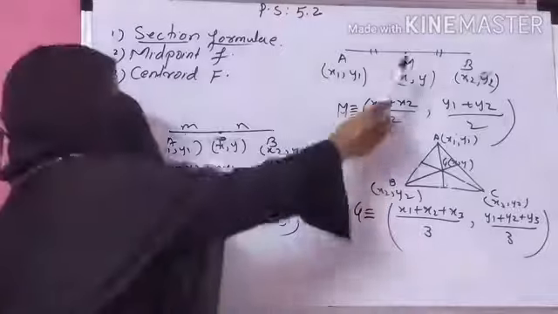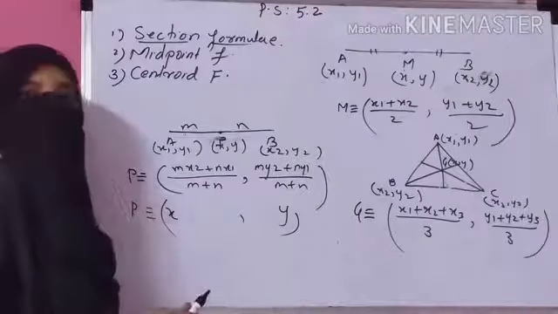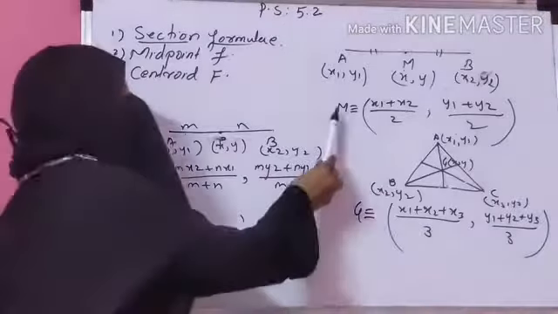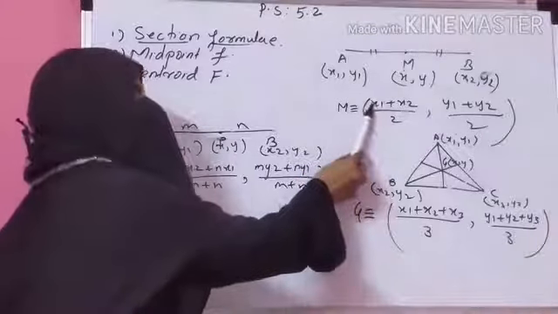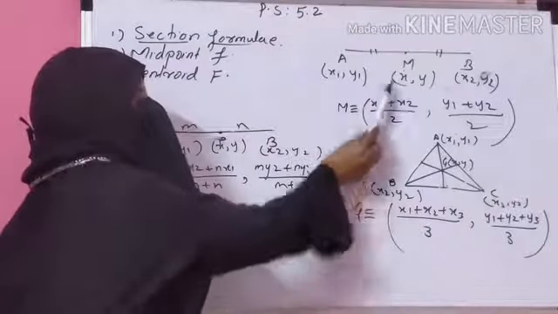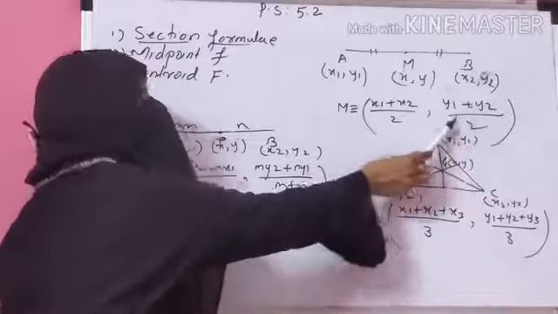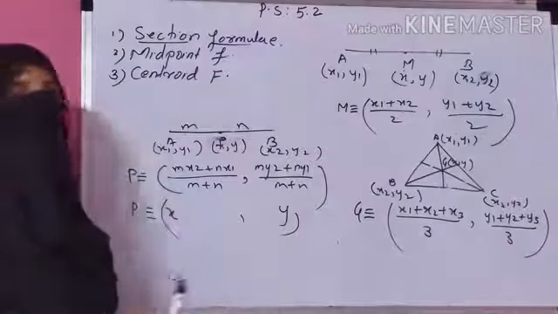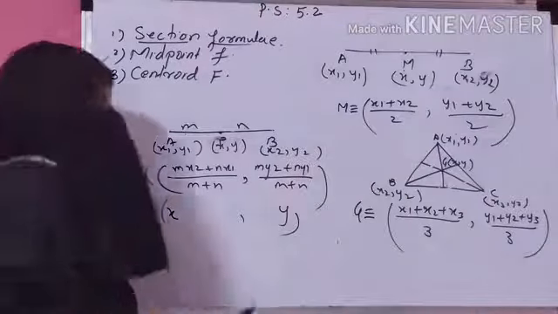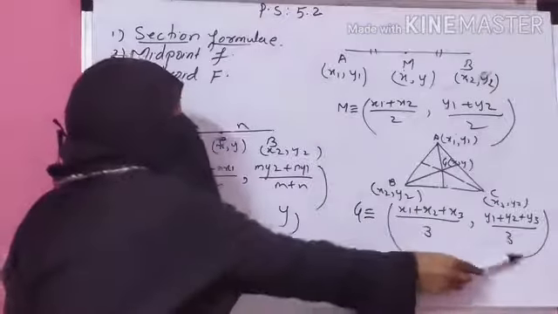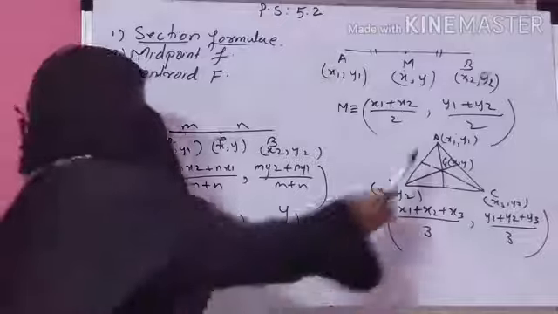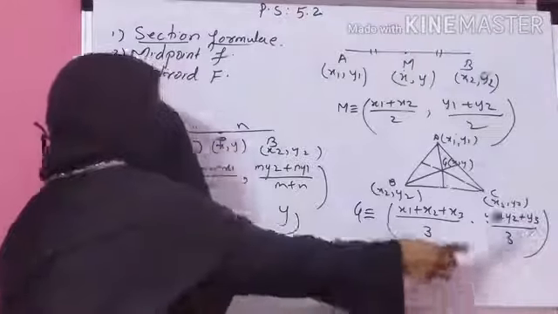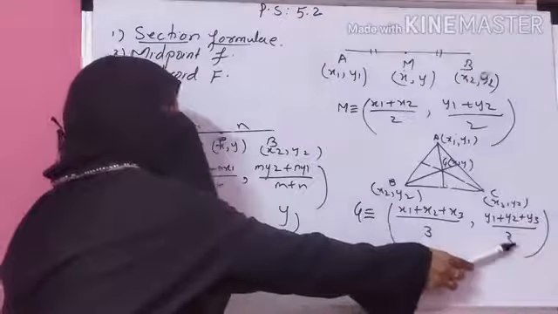Midpoint formula. In a coordinate system, if a point divides the segment into two equal parts, then that point is called the midpoint, and the coordinate of the midpoint can be found by using this formula: x1 plus x2 divided by 2, this is the x coordinate, y1 plus y2 divided by 2, this is the y coordinate of point M. Next, centroid. The point of intersection of three medians of a triangle is called the centroid, and its coordinate can be found by using this centroid formula, that is x1 plus x2 plus x3 divided by 3, y1 plus y2 plus y3 divided by 3. This is the x coordinate and this is the y coordinate.